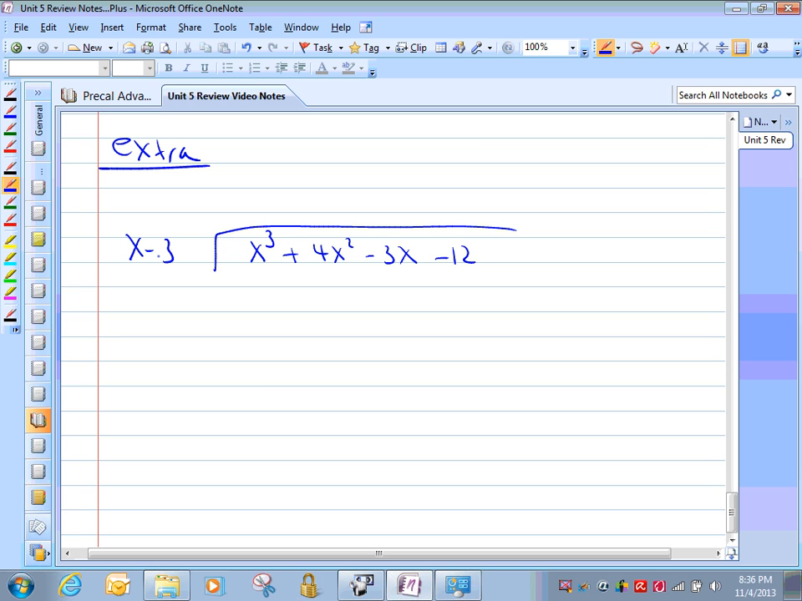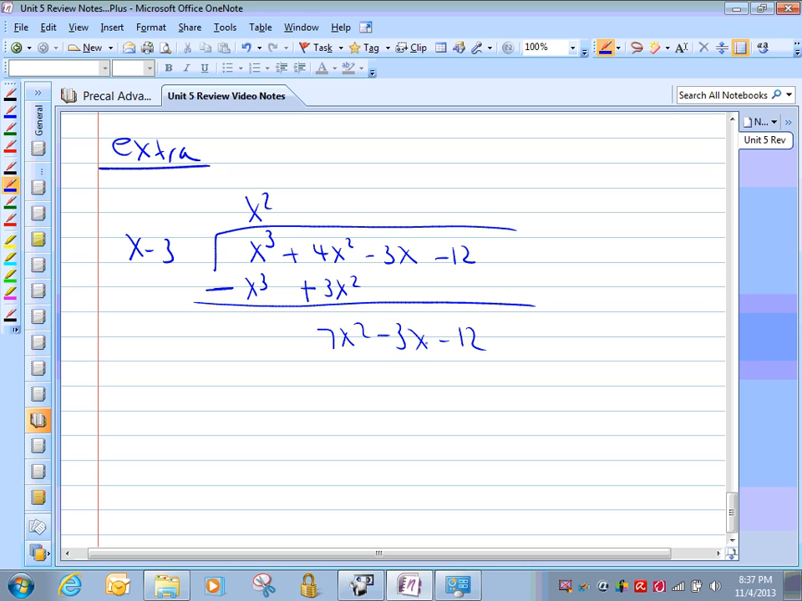All right, so the first thing we're going to do is x times what gives me x cubed? That would be x squared. X squared times x is x cubed. X squared times negative 3x is negative 3x squared. Draw our line, and then change your signs. This becomes a negative, and this one becomes a positive. And when I add down, I would get 7x squared. I would get minus 3x and minus 12.